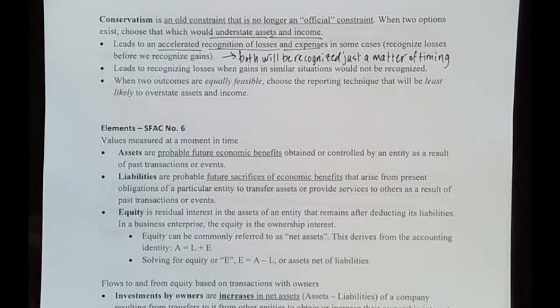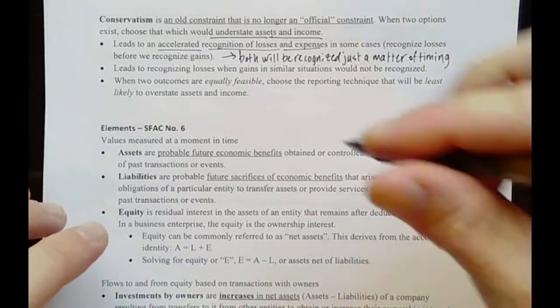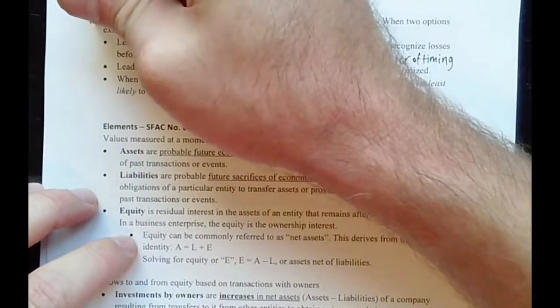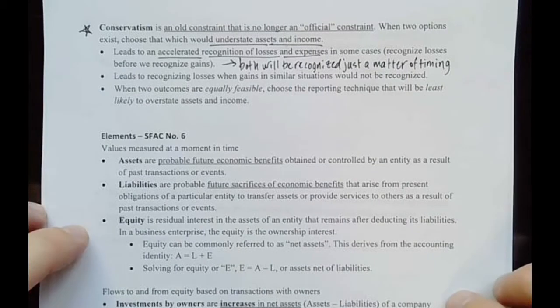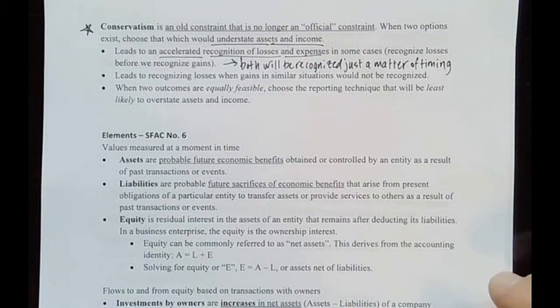We will choose the reporting technique that will be least likely to overstate assets and income. So we're going to choose that which will understate assets and income. And this is, again, one of those really super important ones, for which I don't know why the FASB removed it. I think it was kind of silly, because there's still so many parts of accounting that deal with and are decided by this instance of conservatism in reporting.